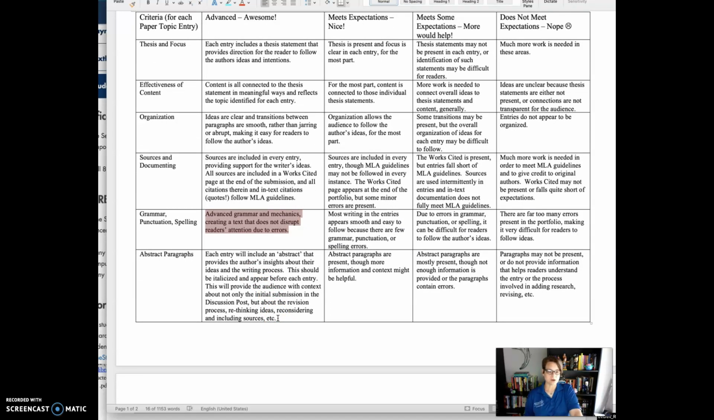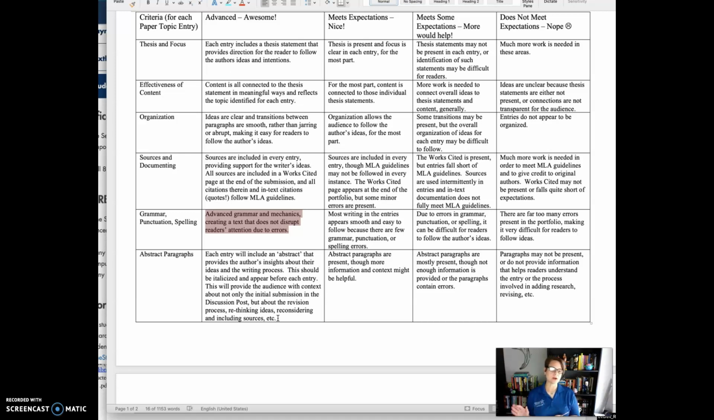And then for each of your entries that you go back to, you need to include an abstract paragraph, which essentially is you going back, kind of looking at what steps did you take to revise your ideas? What step did you take to maybe add research if that was necessary? Also, kind of rethinking the content, right? You wrote this a couple weeks back. Are you thinking differently about what you originally posted? Are you having to do a lot of revising in order to really reconceptualize some of these ideas?